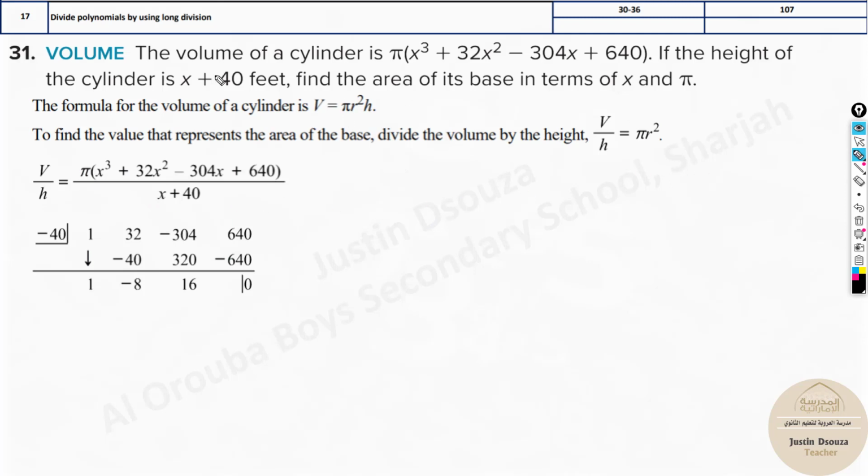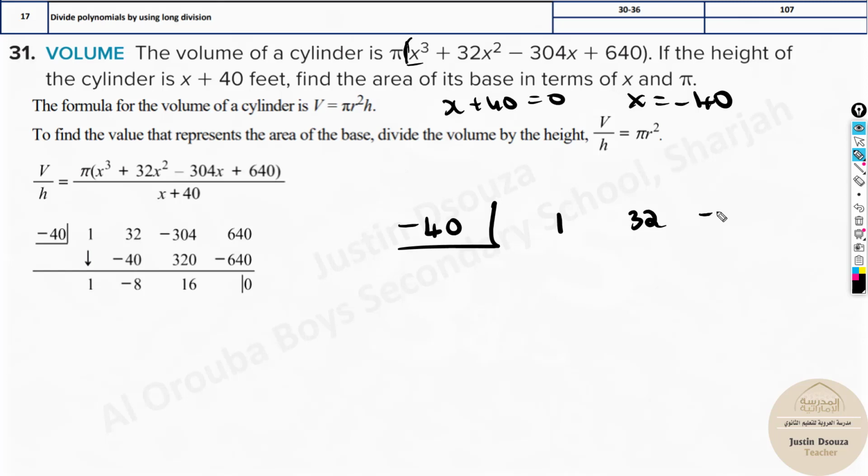First thing, this term is there, right? X plus 40, make it equal to 0. What is x equal to? Minus 40. This is the first thing you have to do. That is the divisor here, minus 40. These terms over here, see now pi is taken out common, let it be outside, at the end we can multiply. Now write the coefficients. What is the coefficient here? Nothing means 1. What is the coefficient over here? 32. Minus 304. Last one 640.